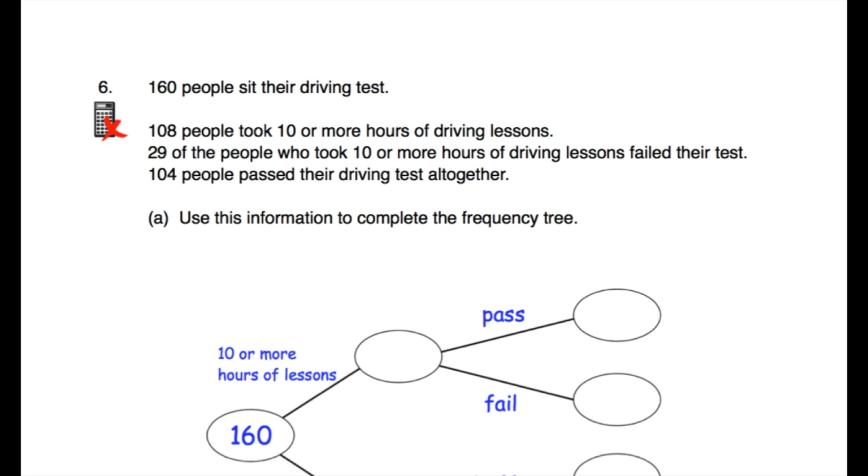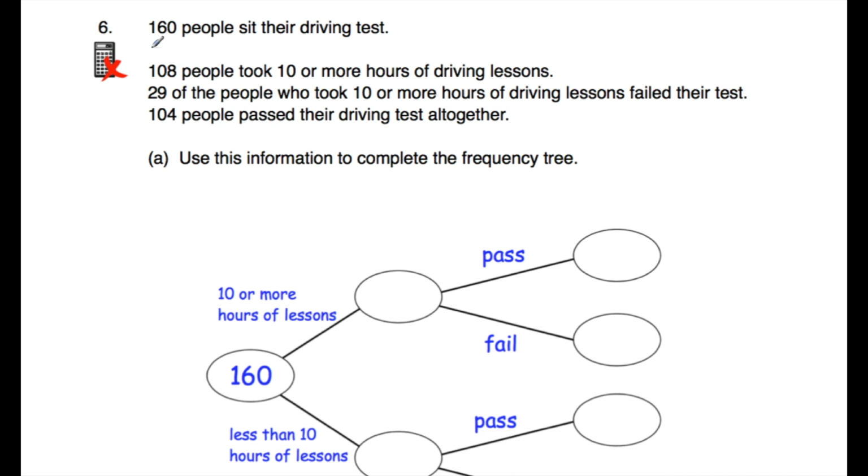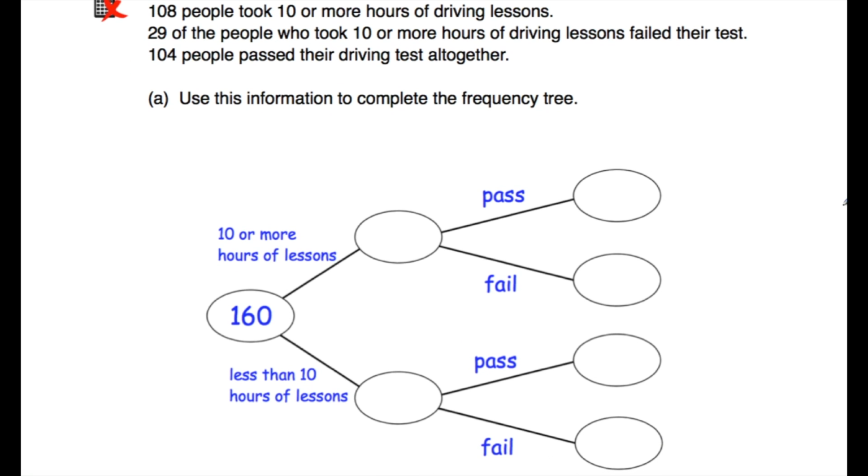Question number 6. Okay, let's have a look at question number 6. So question number 6 says 160 people sit the driving test. 108 of them took 10 or more hours of driving lessons. 29 of the people who took 10 or more hours of driving lessons failed the driving test. And 104 people passed the driving test altogether. Use this information to complete the frequency tree. So let's look at our frequency tree. We know that 108 people took 10 hours or more. So that means there's 108 people in here.